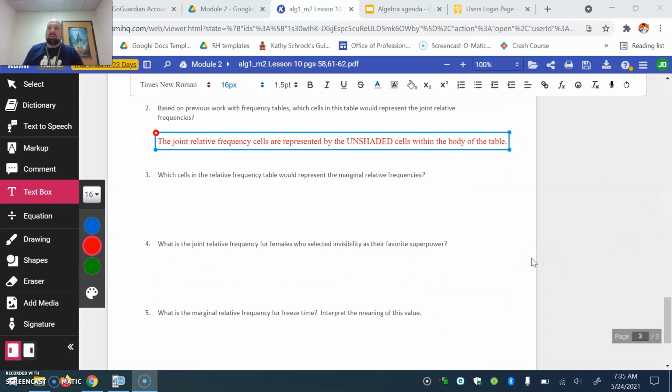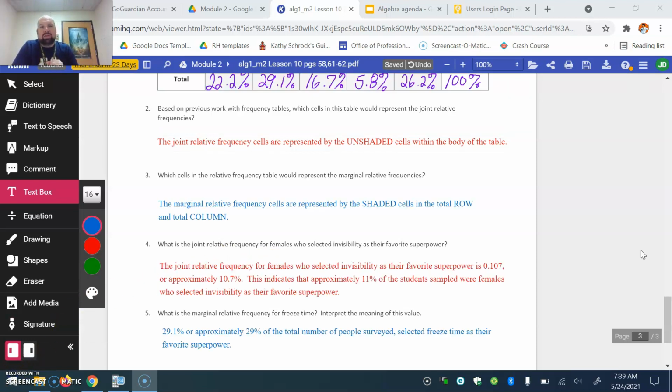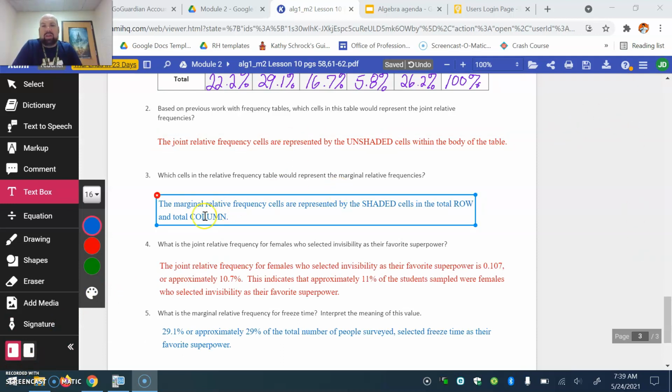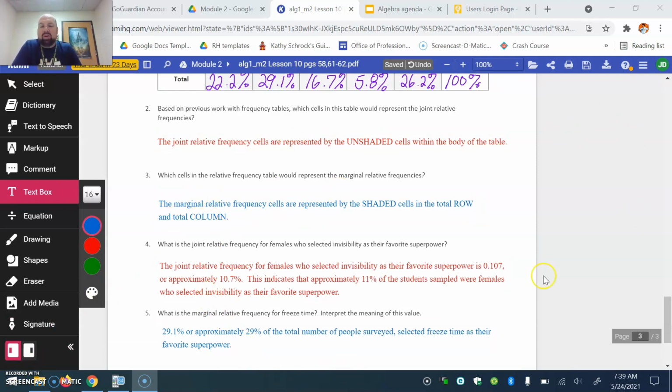You've got three more questions. Which cells in the relative frequency table would be represented by the marginal relative frequencies? I'm not going to read all of them. Why don't you try them on your own? I'm going to pause the recording. When you come back, take a look at the answers and see how you do. Okay, so we're back. So the answers for 3, 4, and 5 are here.